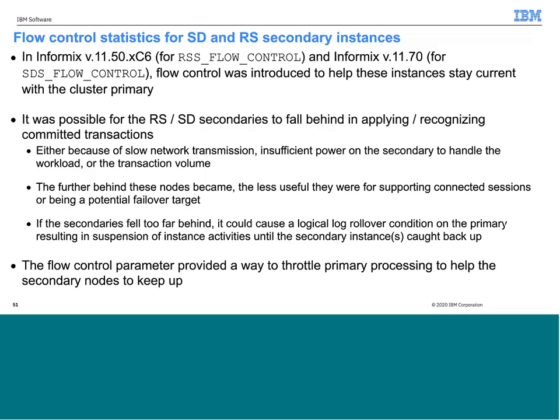The farther and farther behind these secondaries became, the less useful they were if you needed to fail over to them. You would lose too many transactions if they became the primary. But we didn't have any way, at least up until then, of keeping these secondaries somewhat in sync or somewhat close to where the primary was, other than just throttling the primary.